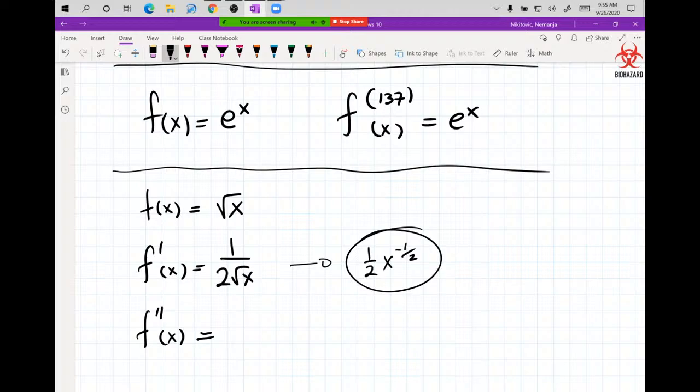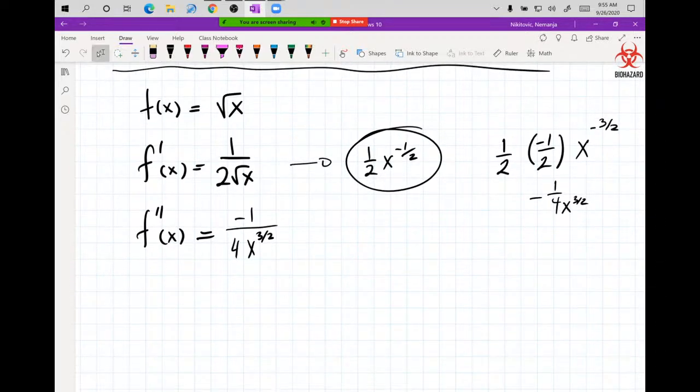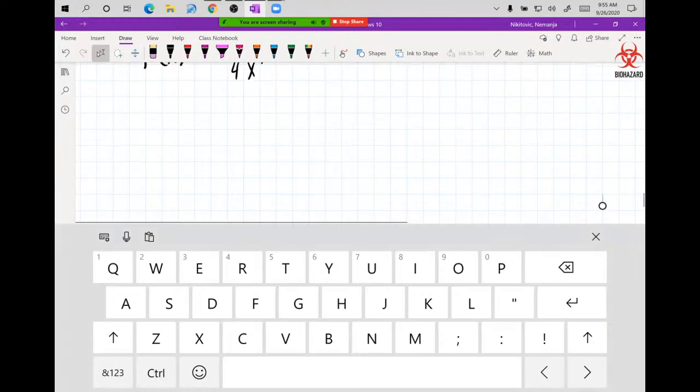Is it just 1 over the square root of x? Well, let's see. We copy 1/2, then we drop down negative 1/2, and then we subtract 1. So it seems that it's negative 1/4, and then you have x to the 3/2 over here. So negative 1 over 4x to the 3/2. And as you can see, the power is growing with each derivative. So what's the third derivative?